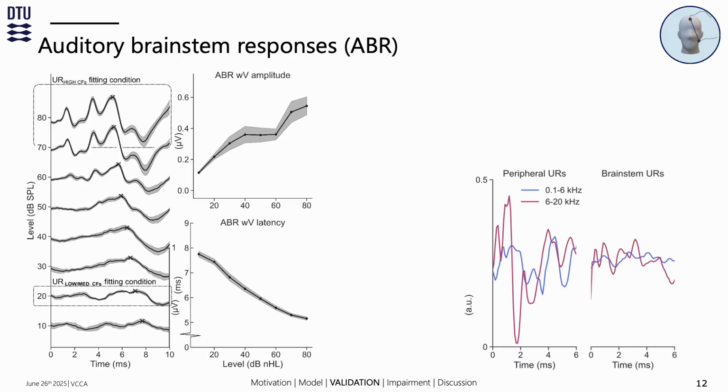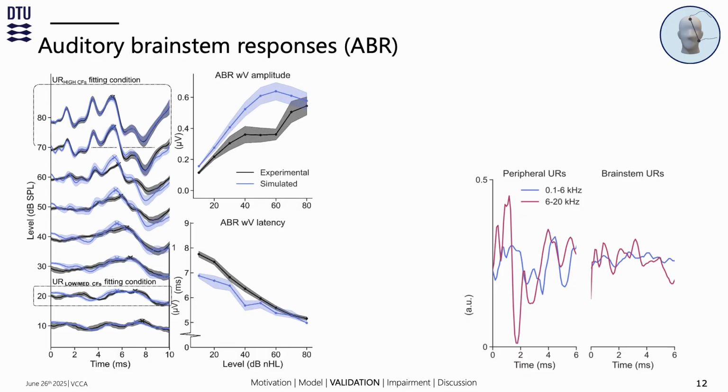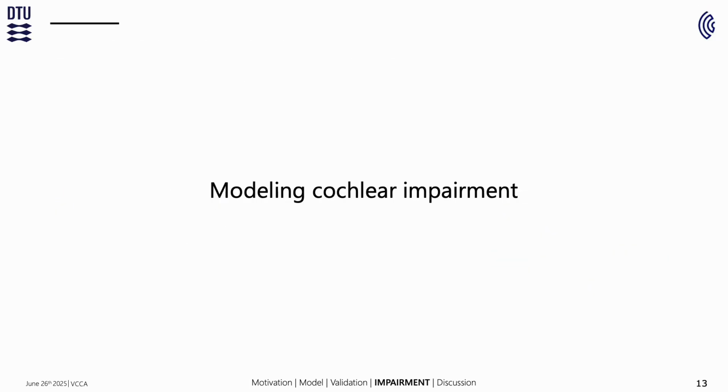We fit for each participant these two unitary responses or transformations for the back end of the model, and we can do the simulations, and again the simulations fit quite well. Perhaps there are some discrepancies at mid levels for the amplitudes, but this was good enough for us. We moved on. Once we've validated the model in healthy ears, we can move forward to modeling cochlear impairment.